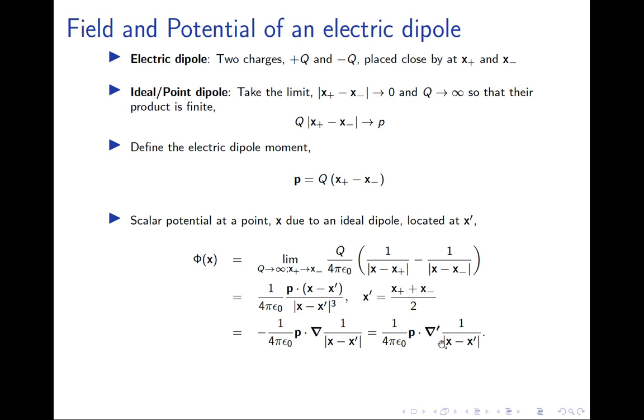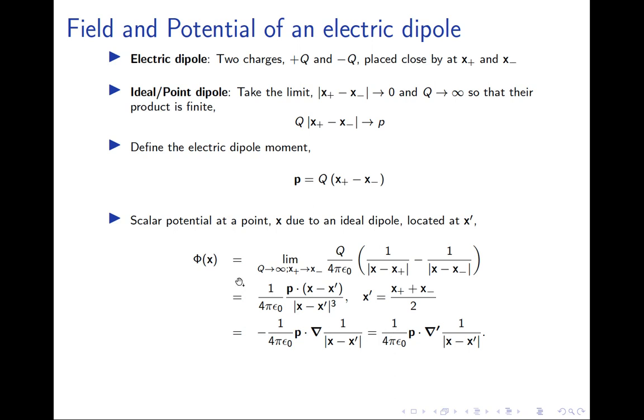Okay, so remember, what is the prime coordinate? The prime coordinate is the location of the point dipole, and x, the unprimed coordinate, is the field point at which we are measuring the electric potential due to the dipole at x prime. So the field at x due to a dipole located at x prime is given by this expression, where p is the dipole moment of the dipole located at x prime. So this formula will be very important when we discuss dielectrics and electrostatics inside matter.